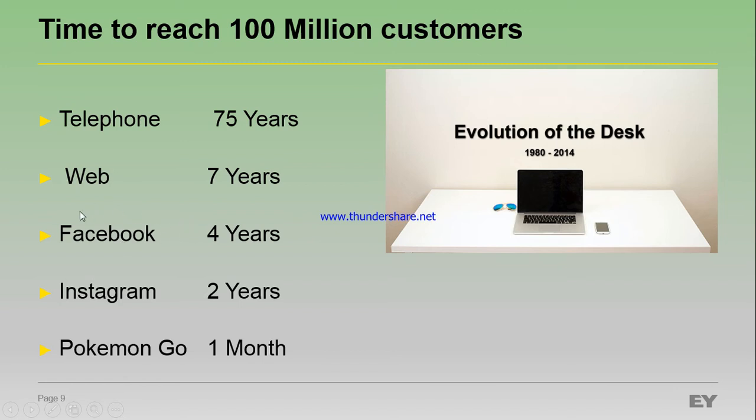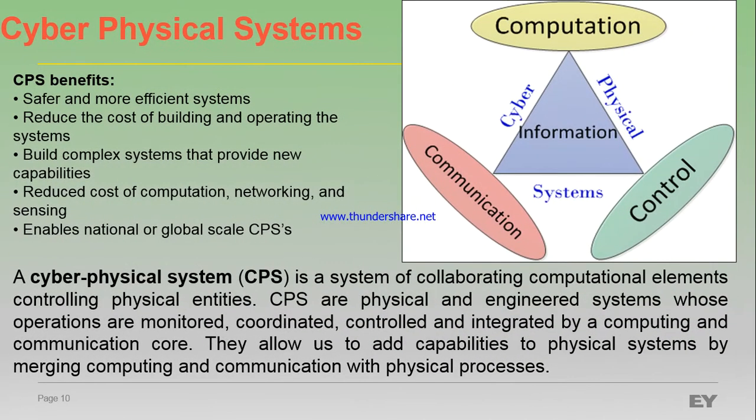Similarly, Facebook reached 100 million customers in only its first 4 years, while Instagram took very little time to reach 100 million customers, that is 2 years. And Pokemon Go, which kids usually like, reached 100 million customers within 1 month. And we are also progressing in such things. So now it is time to discuss a little bit the CPS system.